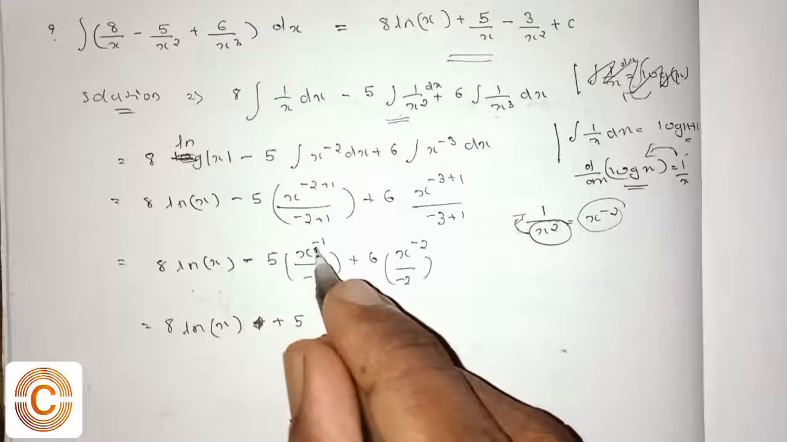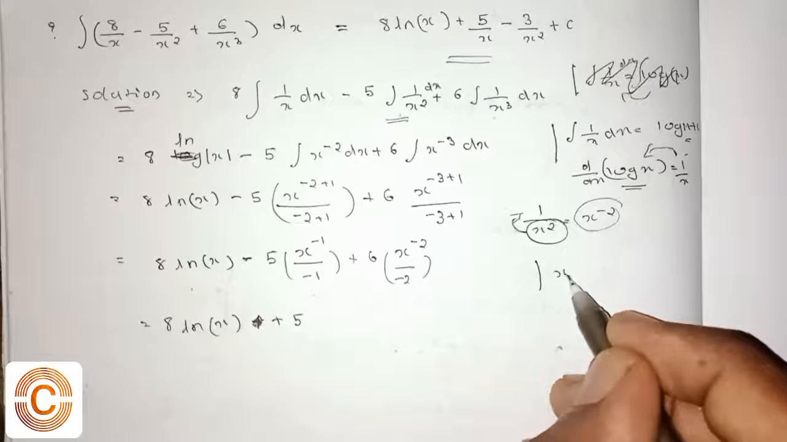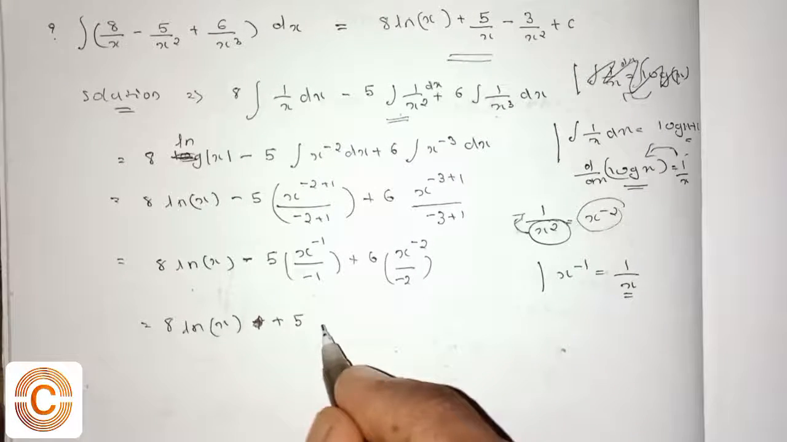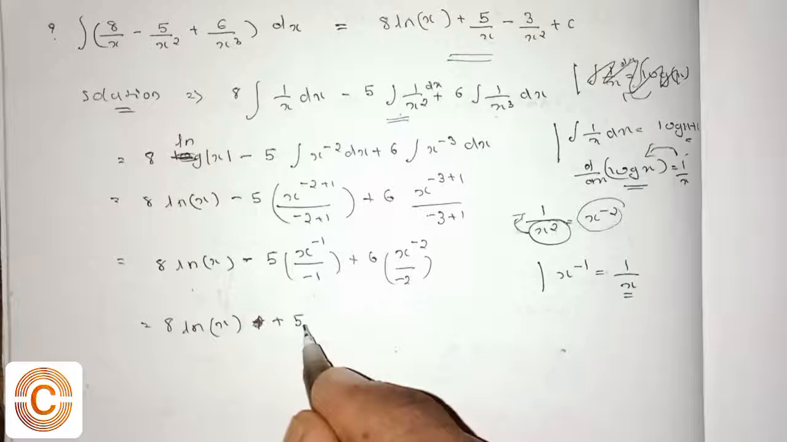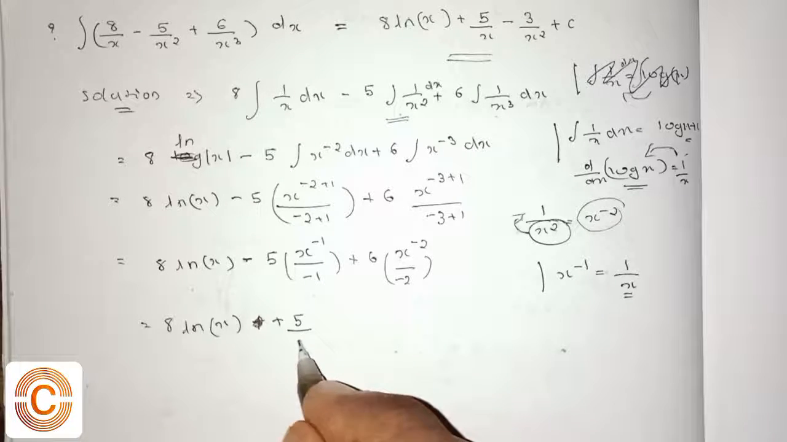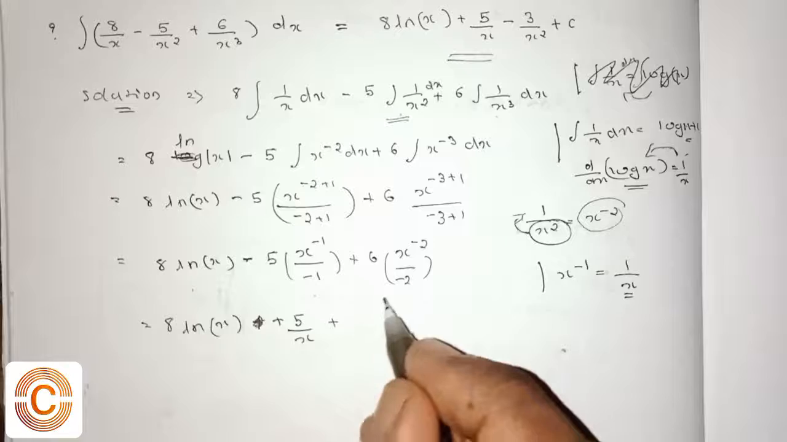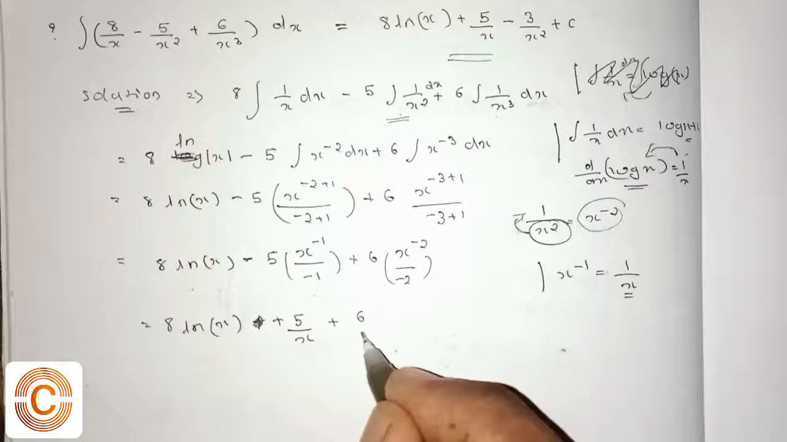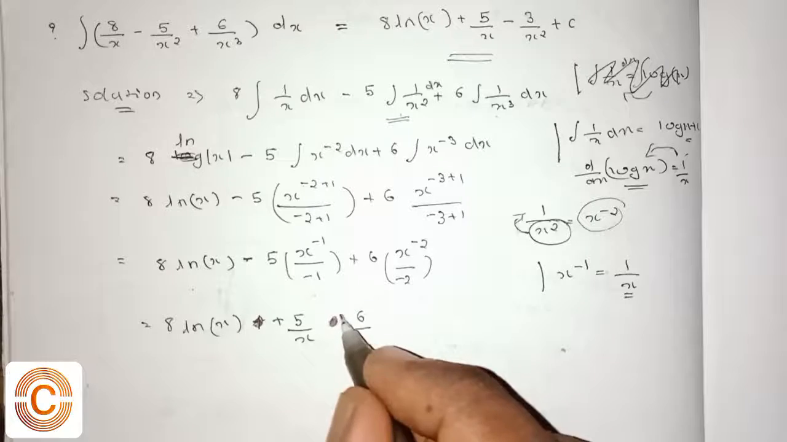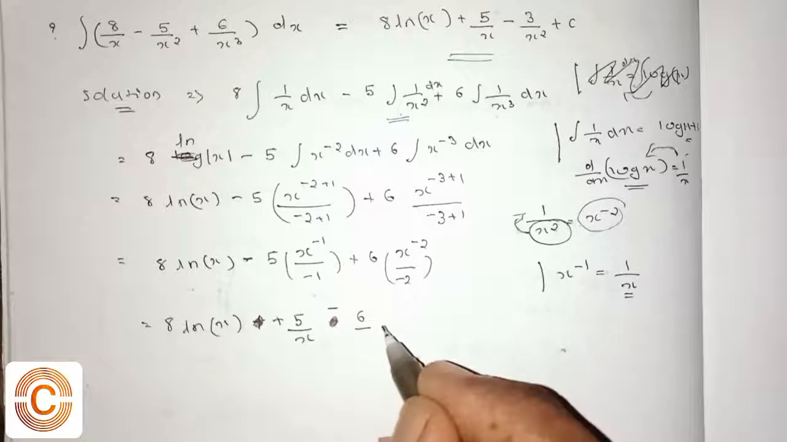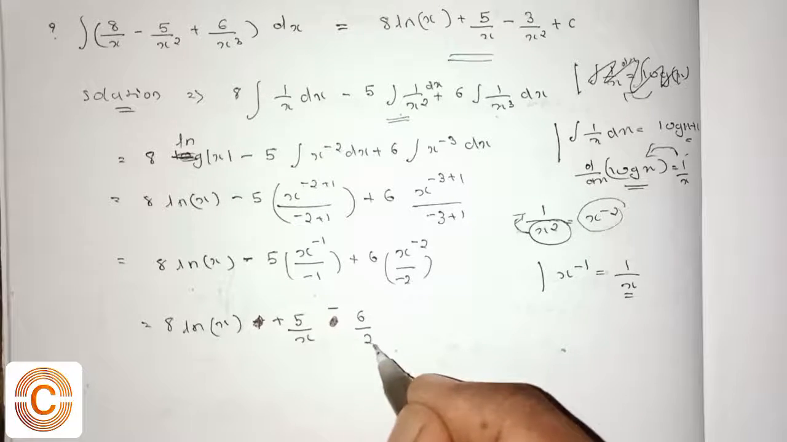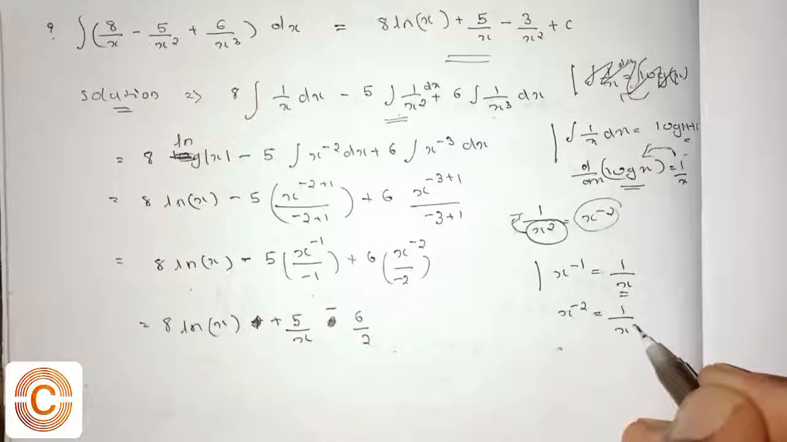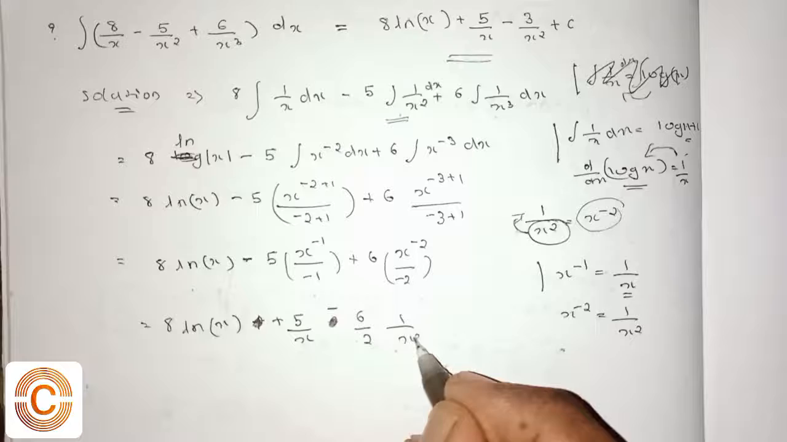5 into x raised to minus 1. So note here that x raised to minus 1 is equal to 1 by x also. Then we can write it as into 1 by x, that is 5 into 1 by x, which is equal to 5 by x, plus, note here that 6 into, here minus 2, that is 6 divided by minus 2. So here this sign is converted into minus, then we can write it as 6 divided by 2 into x raised to minus 2, which is equal to 1 divided by x square, then 1 divided by x square here.